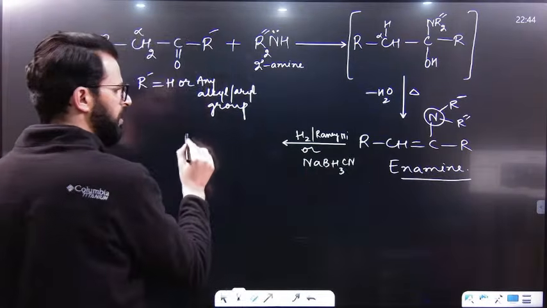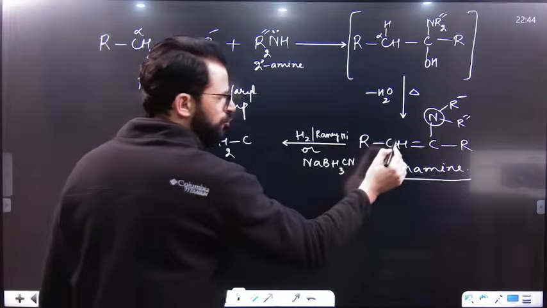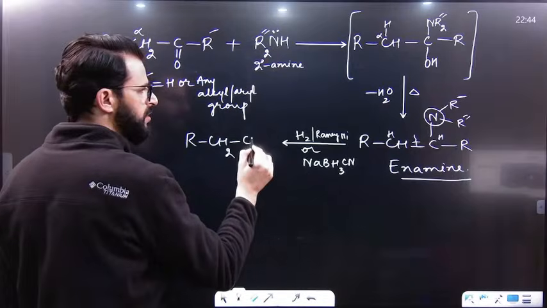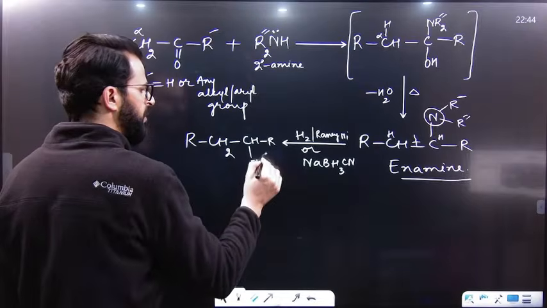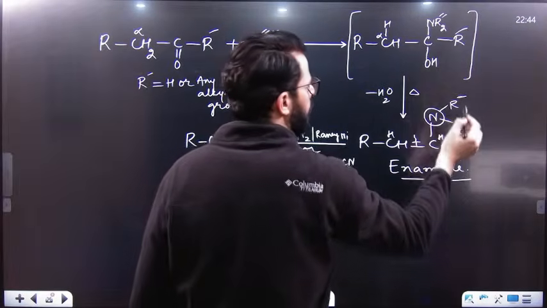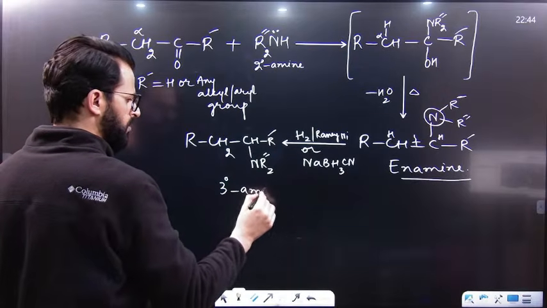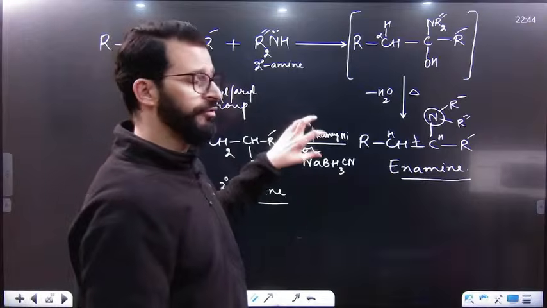What will be the product? It will be RCH single bond C. Now, give H to this after breaking this bond and give H to this. Then it is CH, R and then NR2 with double prime. This is what we call a tertiary amine. So we don't get tertiary amine till we reduce it.